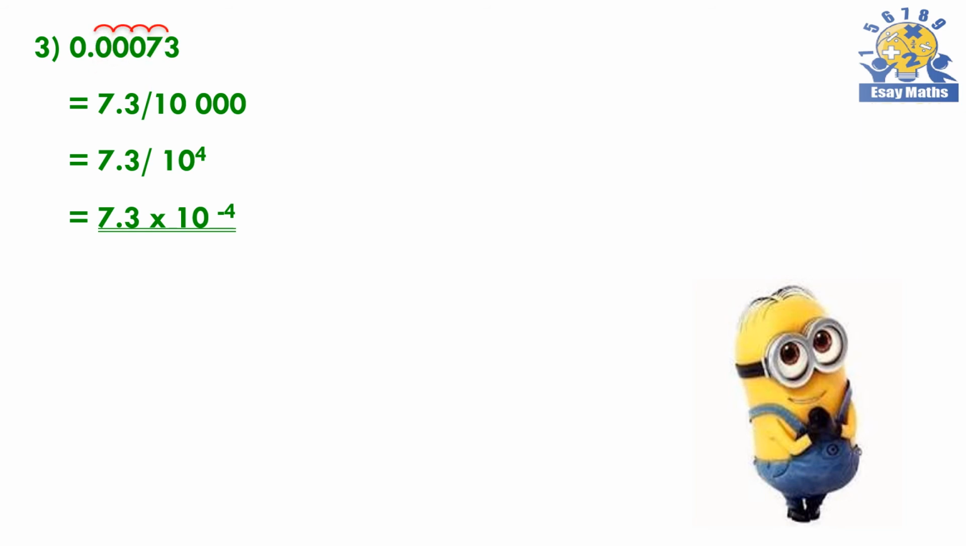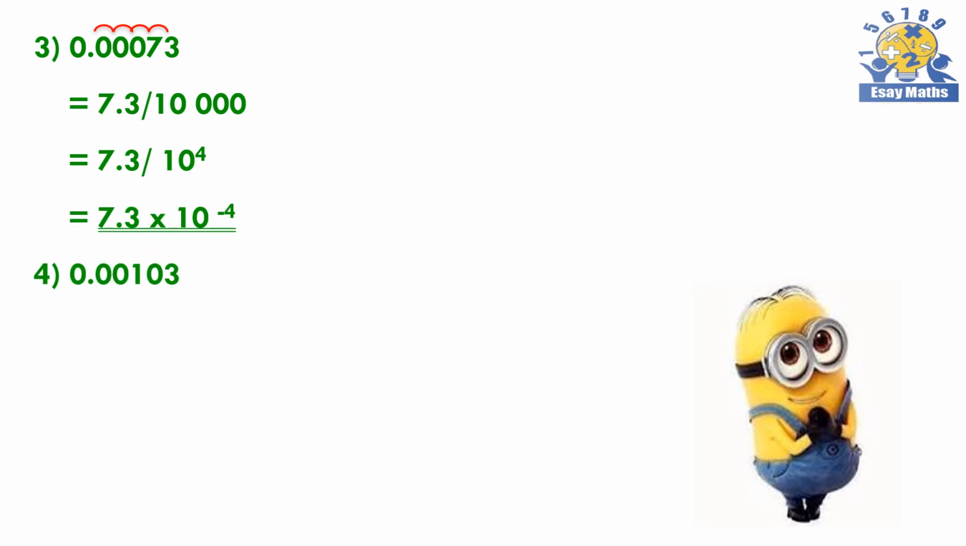This one also we can do using the easiest method. 0.00073. At first we should write it as 7.3. To obtain 7.3, we should move the decimal point 4 times to the right hand side. Because it's to the right hand side, we should put the minus sign. Then the answer is 7.3 into 10 to the power minus 4.